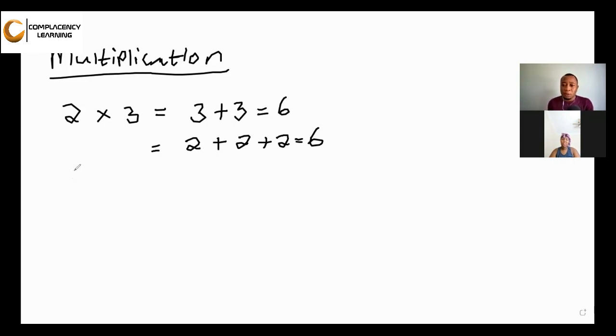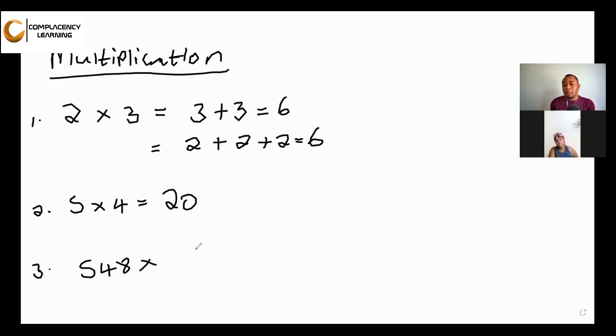So therefore we use the column method. That column method, you can also use it when you multiply by a one digit number. If I say, for example, 5 times 4, that one you know what it is because these are small numbers, so we know that it's going to give us 20. But what if I say now, going to the third one, 548 multiplied by 3? Are you able to tell me the number from here? No, it's going to be difficult, isn't it?